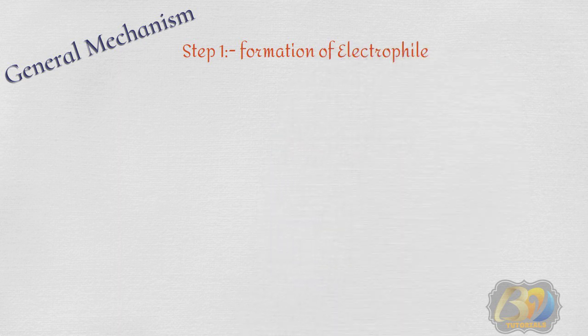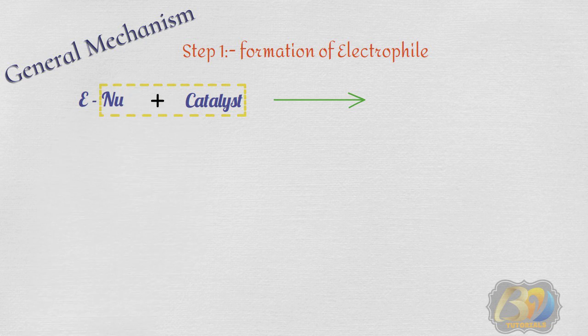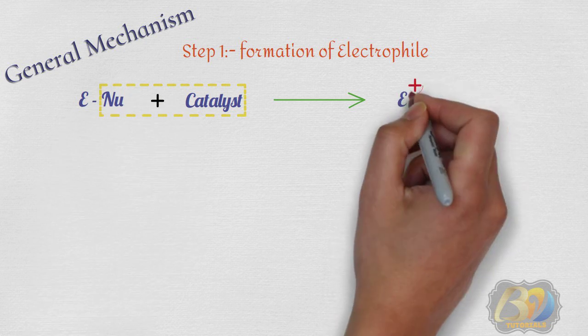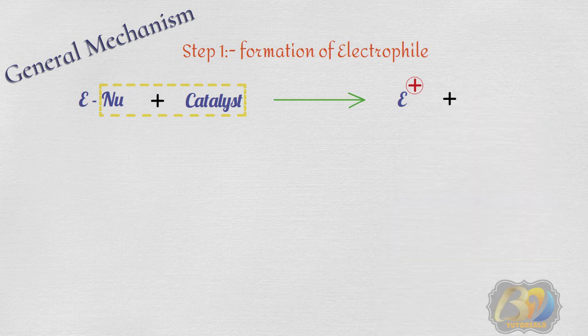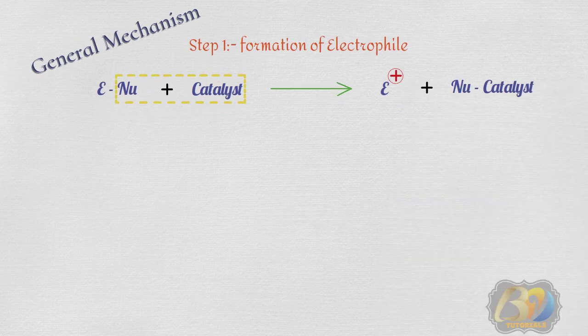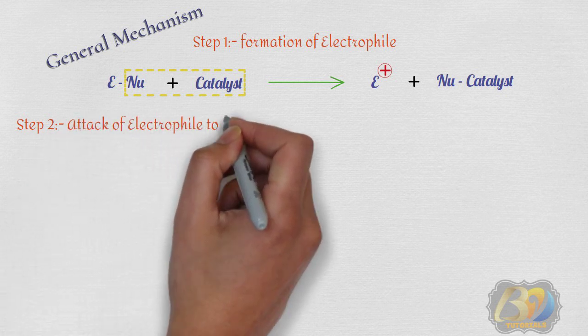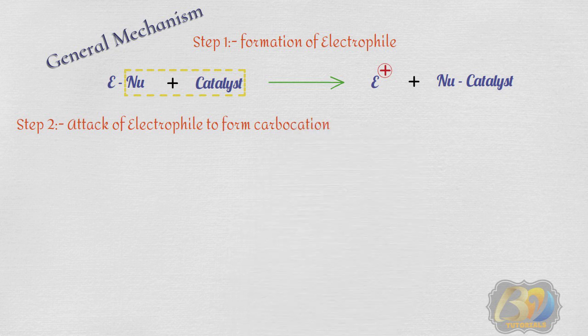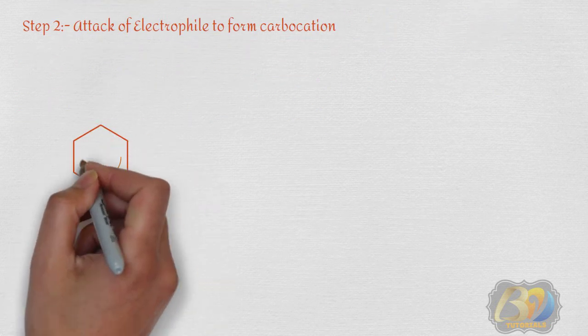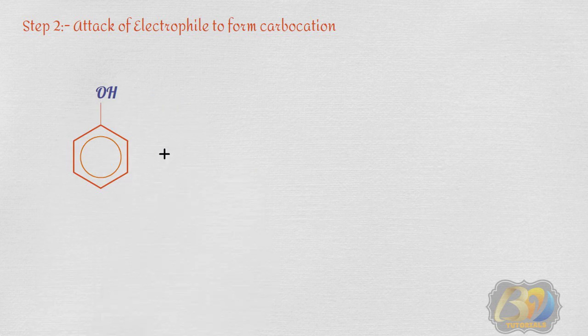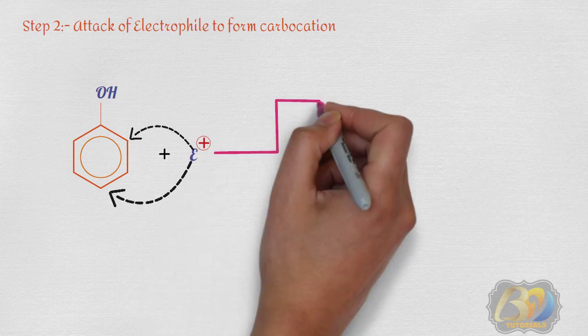Step number 1 is the formation of the electrophile. In the first step, the reagent, that is the electrophile-nucleophile complex, reacts with the catalyst and produces the electrophile along with a nucleophile-catalyst complex. Then the second step involves the attack of the electrophile on the benzene ring to form a carbocation. In this, the electrophile attacks the benzene ring either at the ortho position or the para position to obtain their corresponding carbocations.